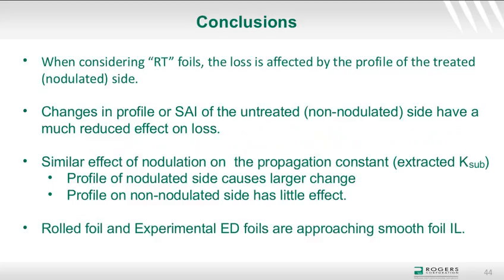Now, considering reverse treated foils, the loss is affected by the profile of the treated or nodulated side. So changes in profile surface area index of the untreated side have a much reduced effect on loss, and there's a similar effect of nodulation on the propagation constant, the extracted dielectric constant of the substrate: the profile of the nodulated side causes a larger effect and the non-nodulated side has little effect. And then the happy conclusion that rolled and experimental foils are in fact approaching smooth foil insertion loss. And that brings us to the end.